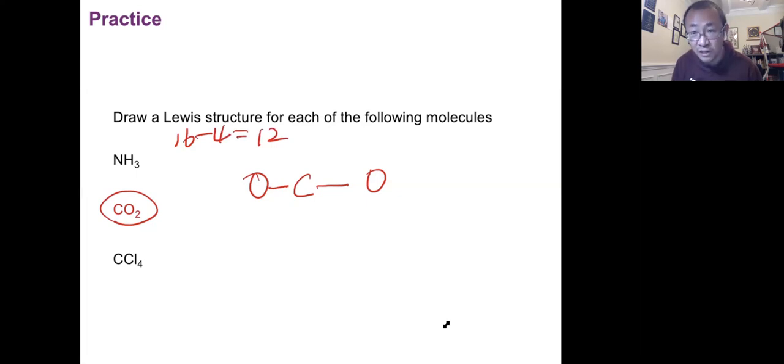We call step 2 the skeletal of the molecule. This is the skeletal. Carbon is the central, oxygens are surrounding. I'm bonding the central with the surrounding with a single bond. A single bond means 2 electrons. I used 4. So we have 12 left to play with.